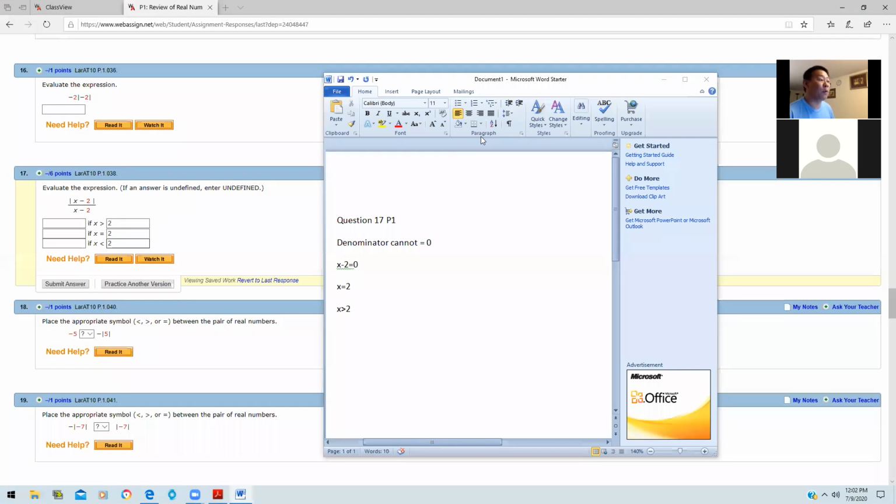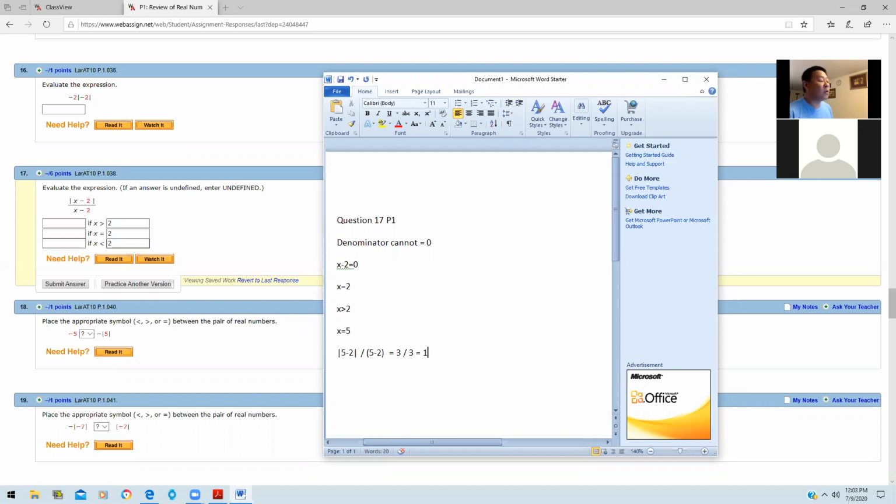5. Okay, we'll pick 5. Good. We're going to put it into this equation: absolute value of 5 minus 2, divided by 5 minus 2. You notice that 5 minus 2 is 3, and the absolute value of 3 is still 3. Then 5 minus 2 is also 3. So this equals 1.